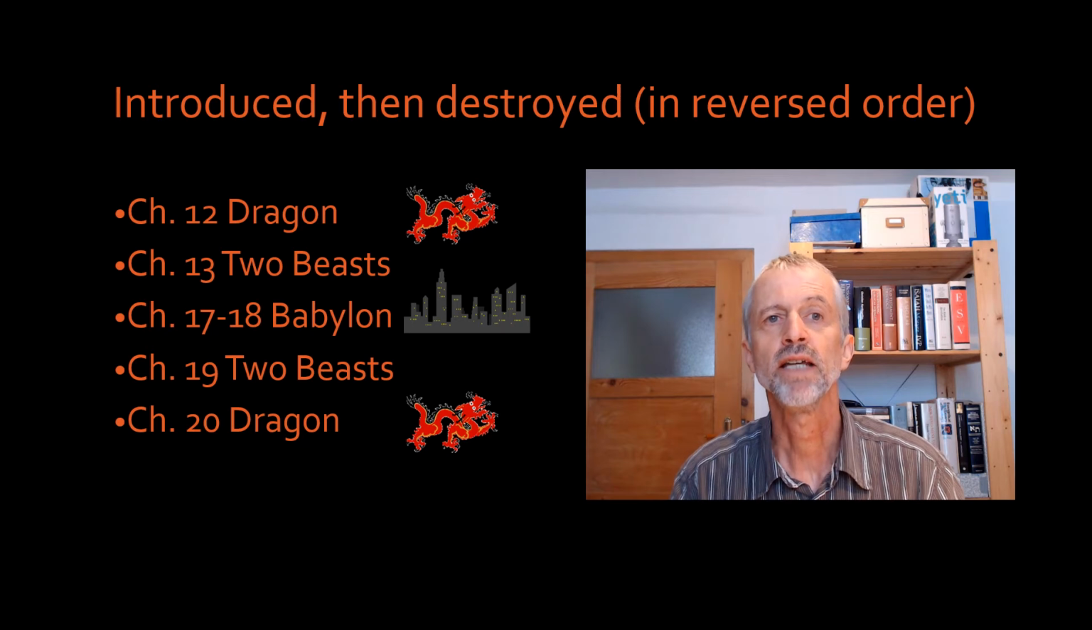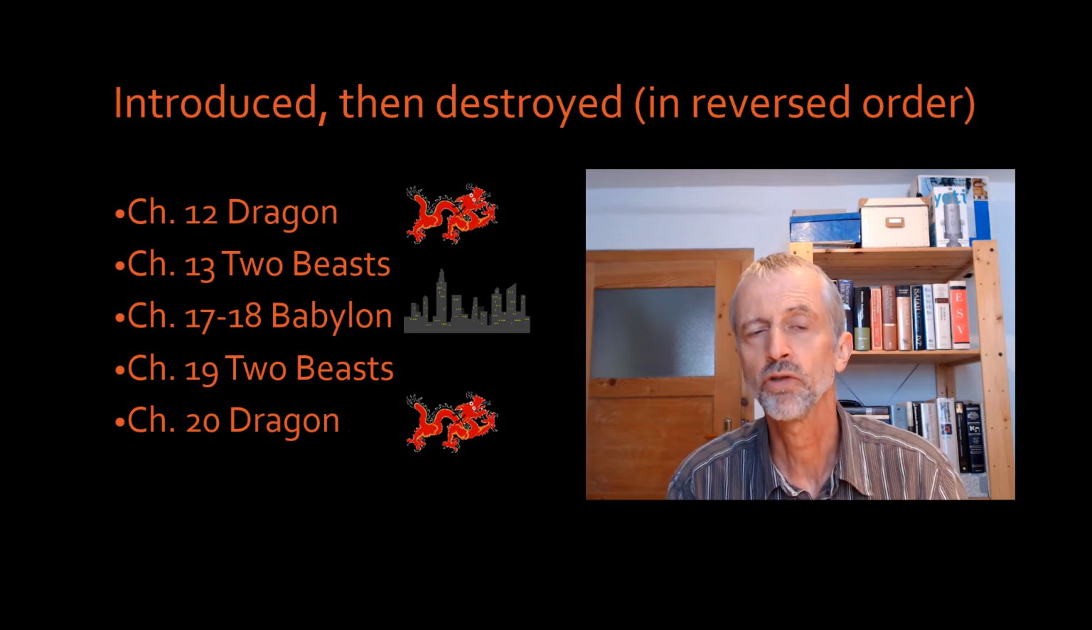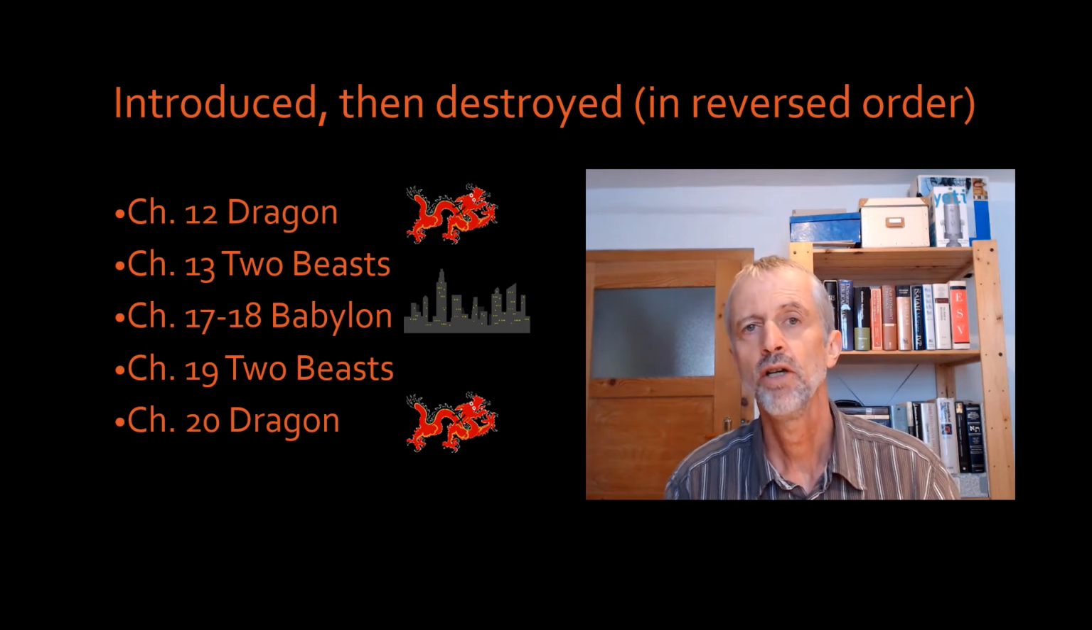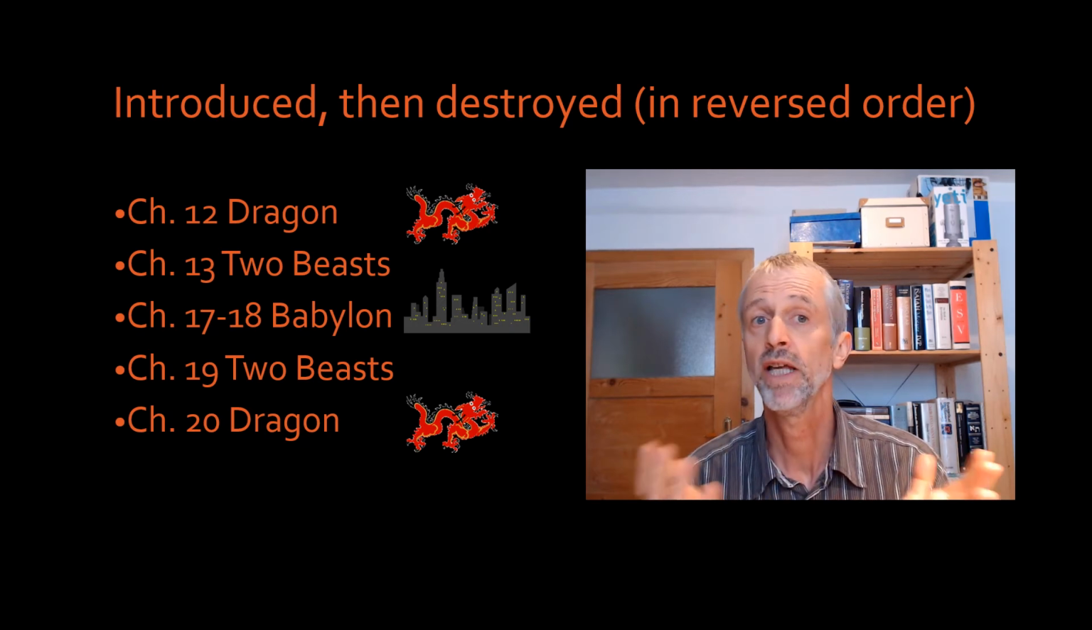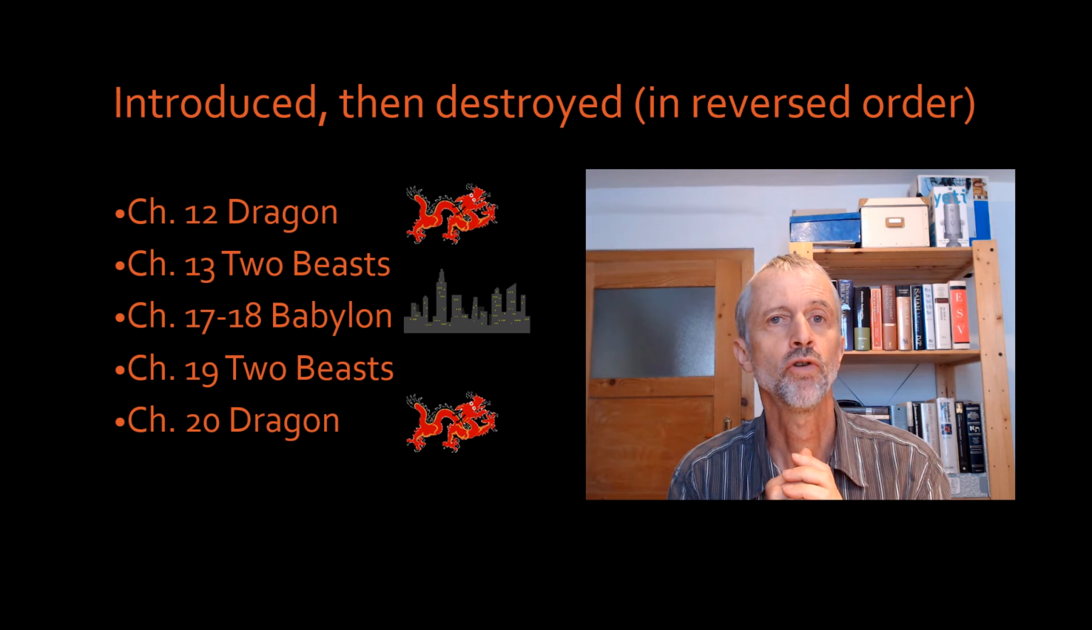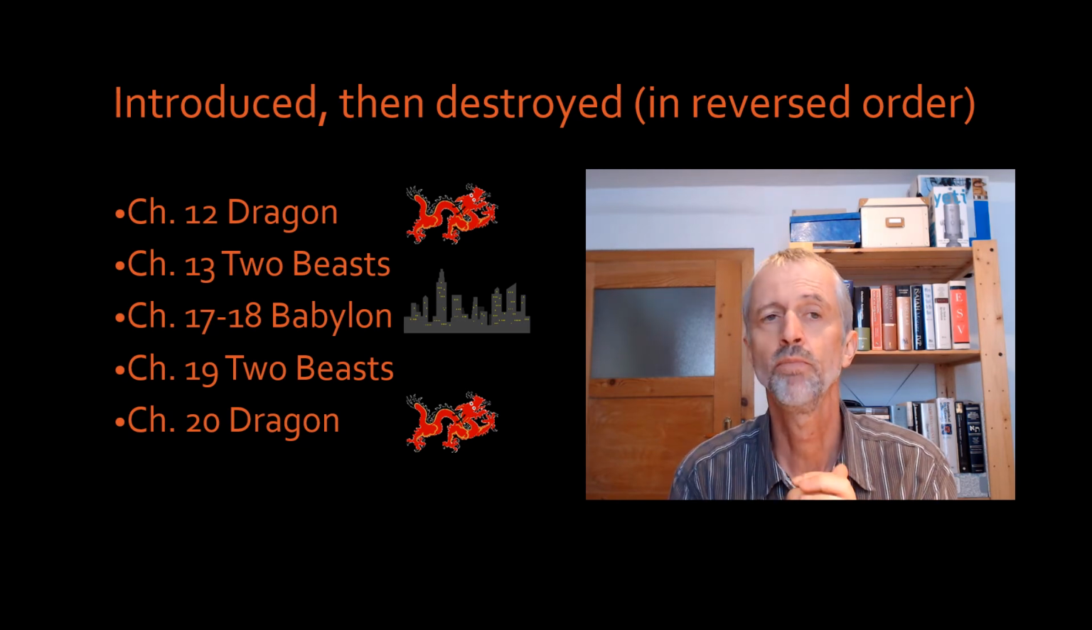Then in chapter 19, the two beasts are destroyed, and in chapter 20, we read about the end and destruction of the dragon. That, in a nutshell, is the story of the second half of the book of Revelation. It's not really complicated, is it?